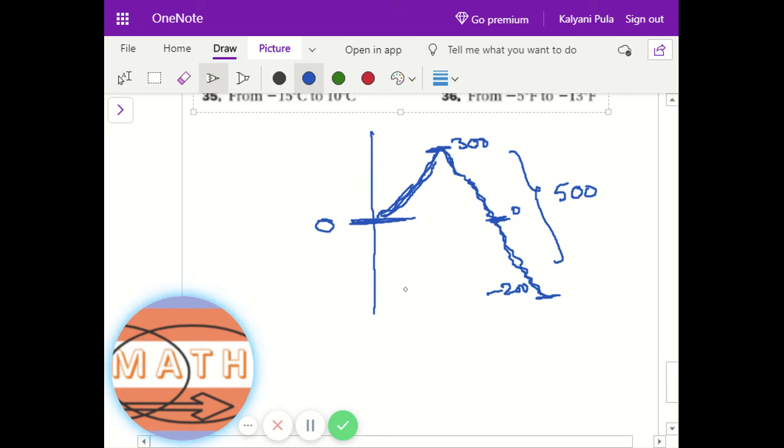We follow the same way. For example, if you want to find the difference, you can do 300 minus negative 200, which is again a double negative, 300 plus 200, which is 500, the elevation change. Make sense? Yeah, that's good.